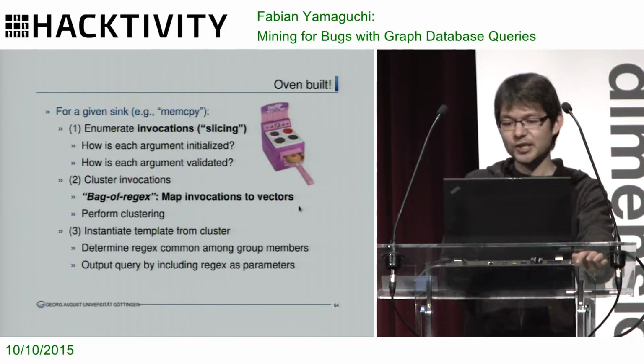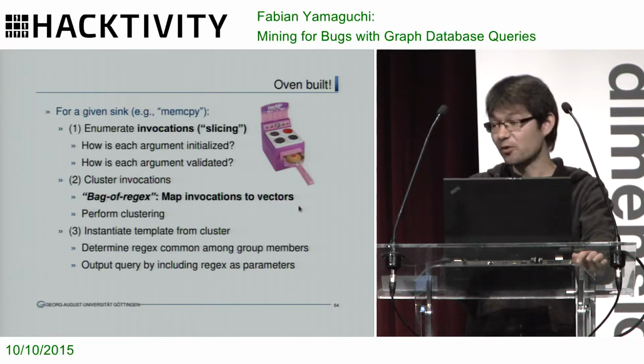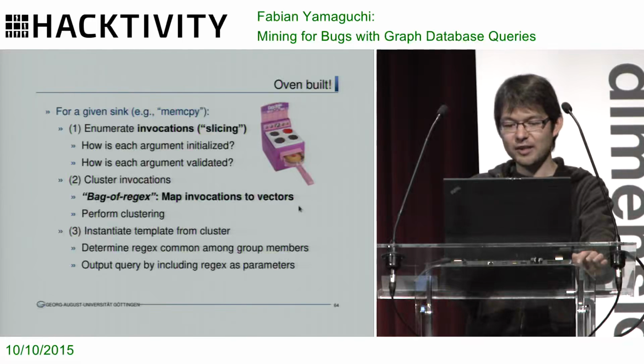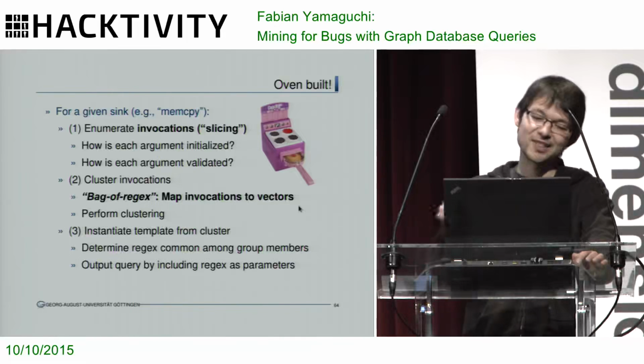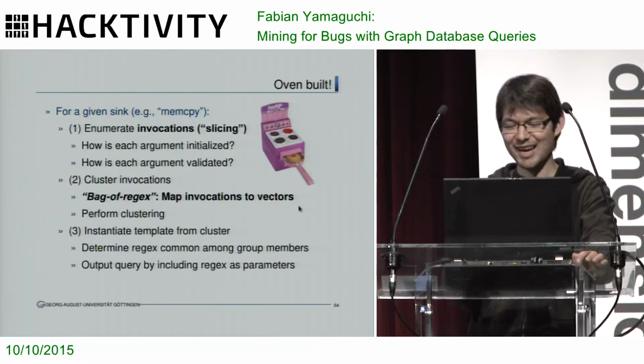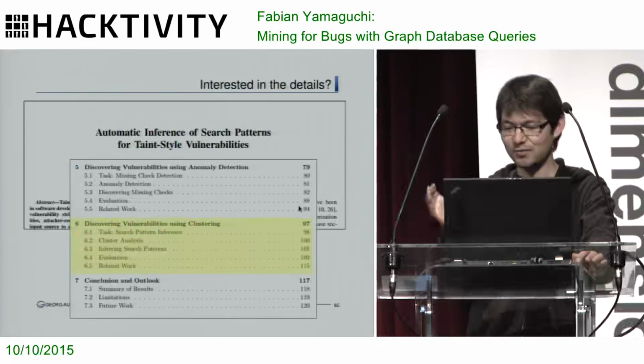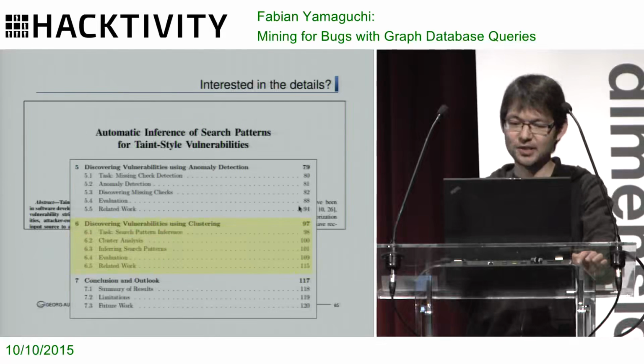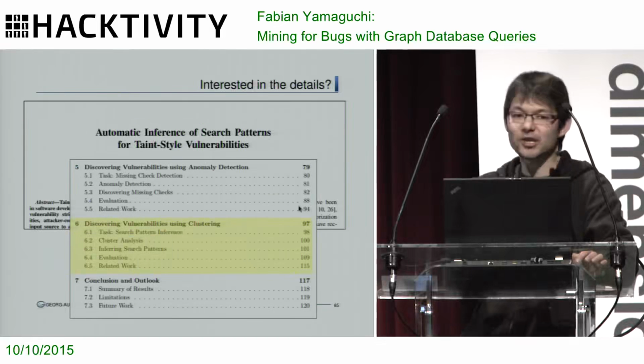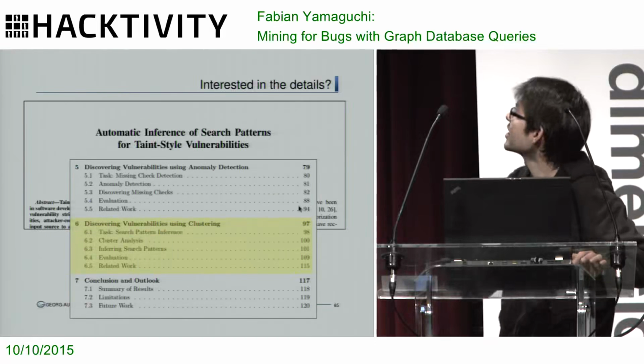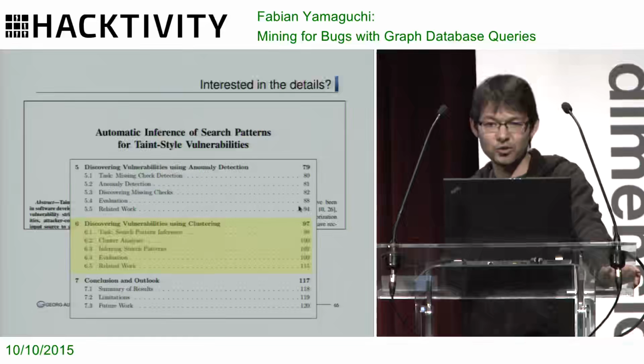Essentially, the objects we classify are invocations, as in calls to the functions, and we then use a representation where each dimension of the vector space is actually associated with a regular expression. So that's a nice trick if you like machine learning. And we then use those regular expressions to instantiate the template. If you're interested in the details, as I said, the thesis is coming out, but there's also a paper available already, which is called Automatic Inference of Search Patterns for Chain-Style Vulnerabilities.